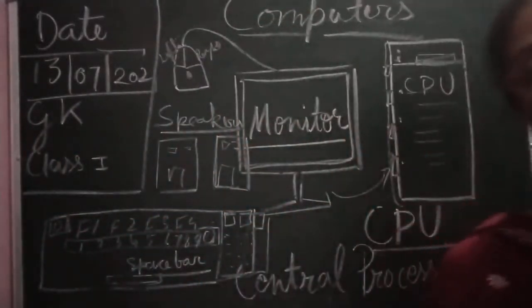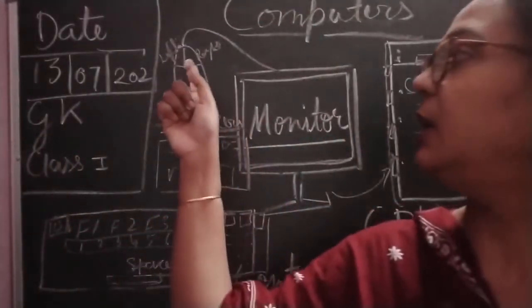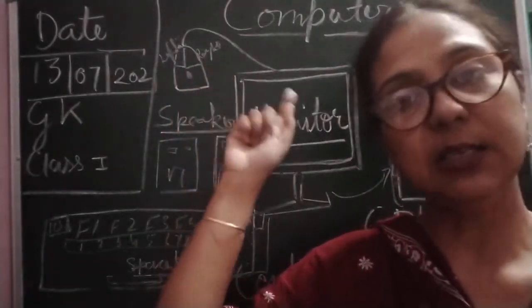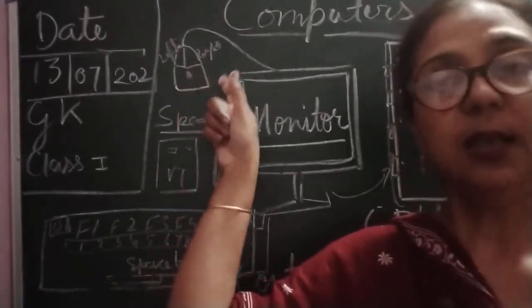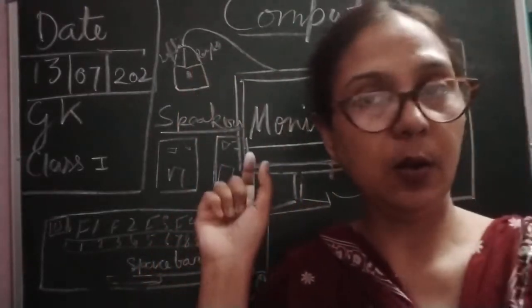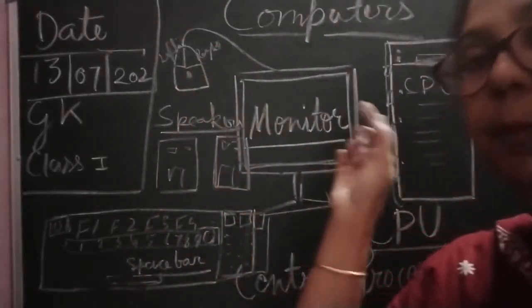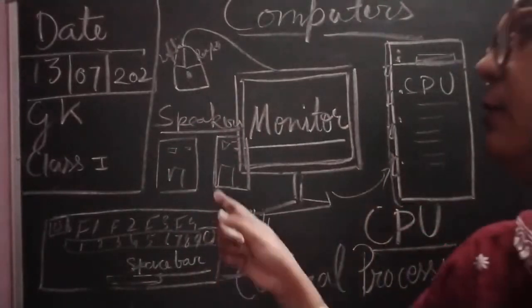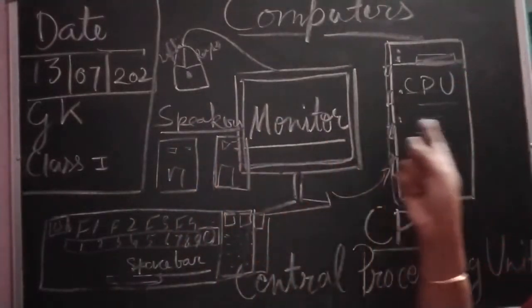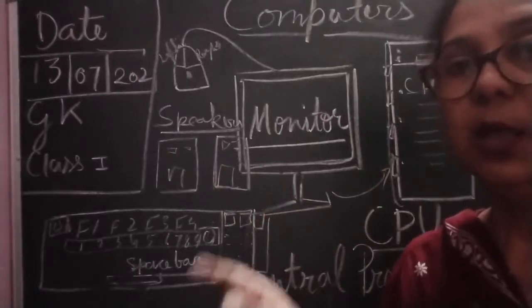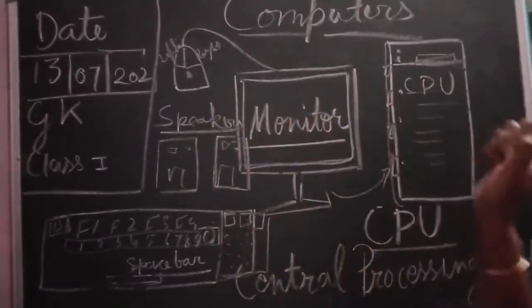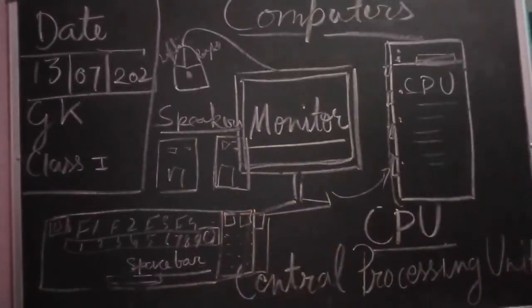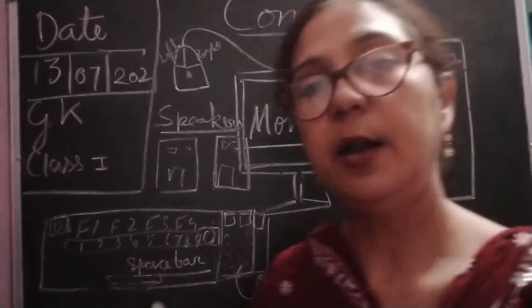So here, children, you can see it has a left key and right key. We can select anything, we can copy with these keys. These keys are very important on the mouse. So here, children, we have discussed the parts of computers, and I have drawn the mouse, monitor, speakers, CPU, keyboard, that are the main important parts of the computer.